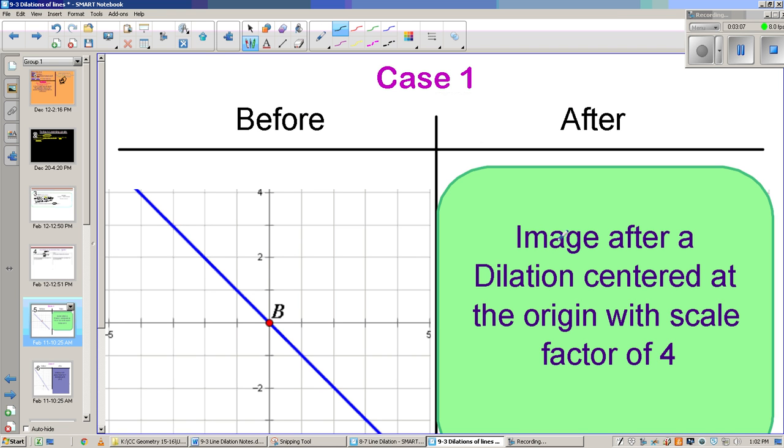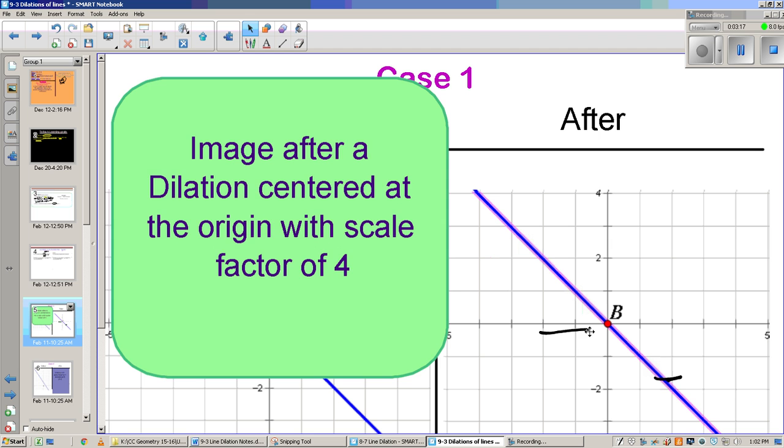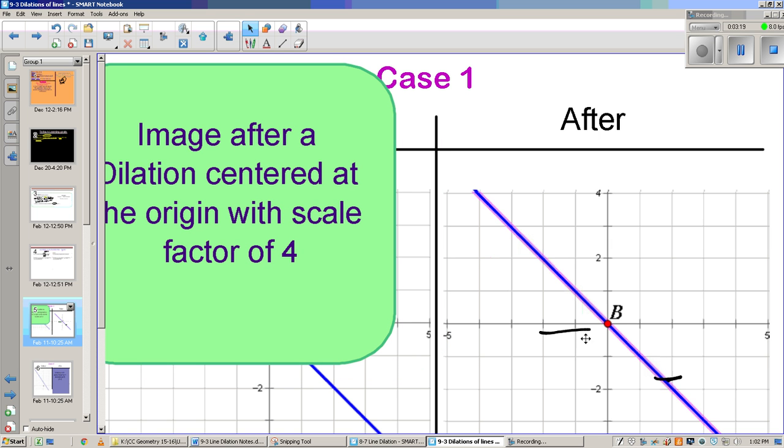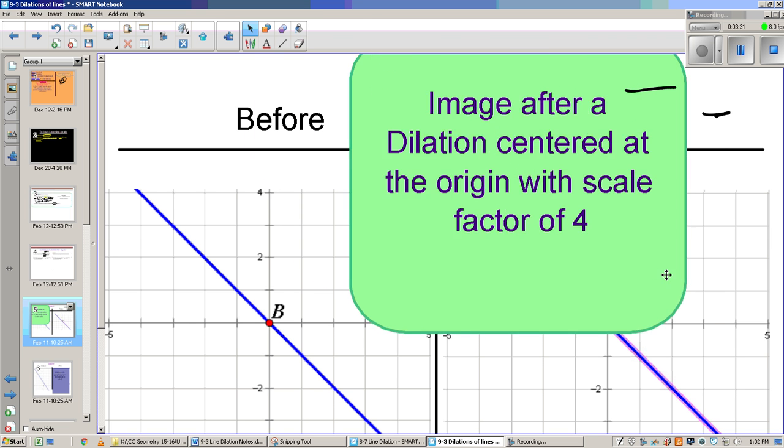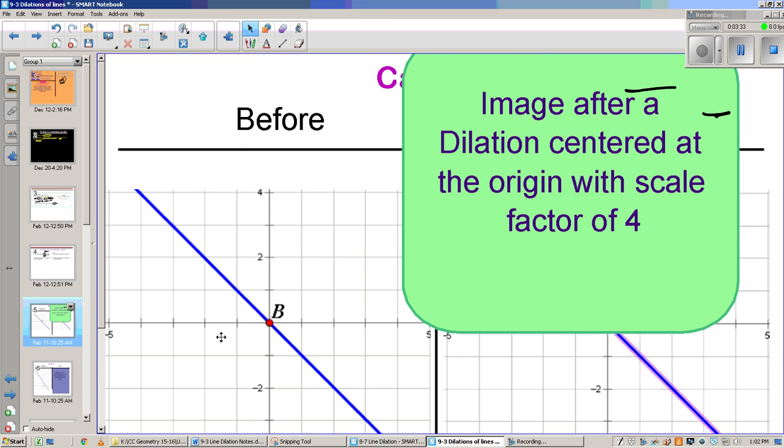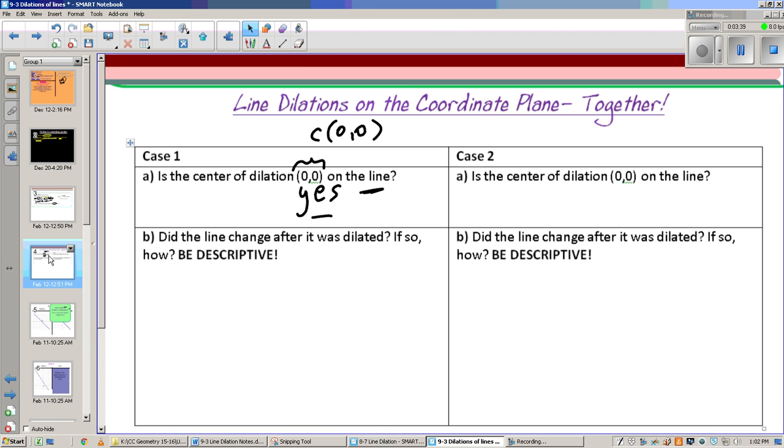Okay, now let's see what happens to the actual line. After I dilate, it's centered at the origin and the scale factor is 4. Here's what happened to the line. Let me show you. So did the line change? Do you guys see any change in the line here? No, the line did not change. This is my center. It was dilated, but the line did not change. So we're going to say no, the line did not change.